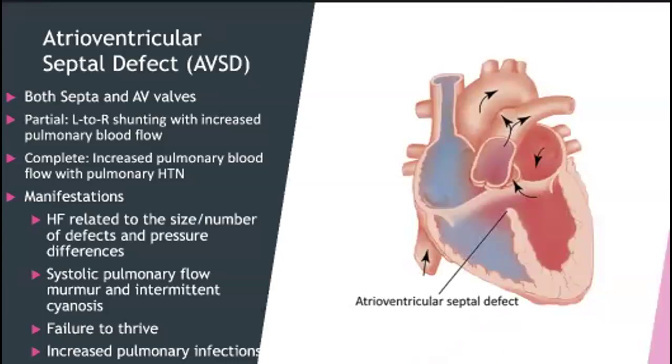Atrioventricular septal defect. An AVSD is a large congenital heart defect involving both the atrial septum and the ventricular septum, along with abnormalities of the atrioventricular valves. So those are going to be the valves between the atrium and the ventricles, so your mitral valve, your tricuspid valve. The pathophysiology: blood moves from higher pressure left side to lower pressure right side.